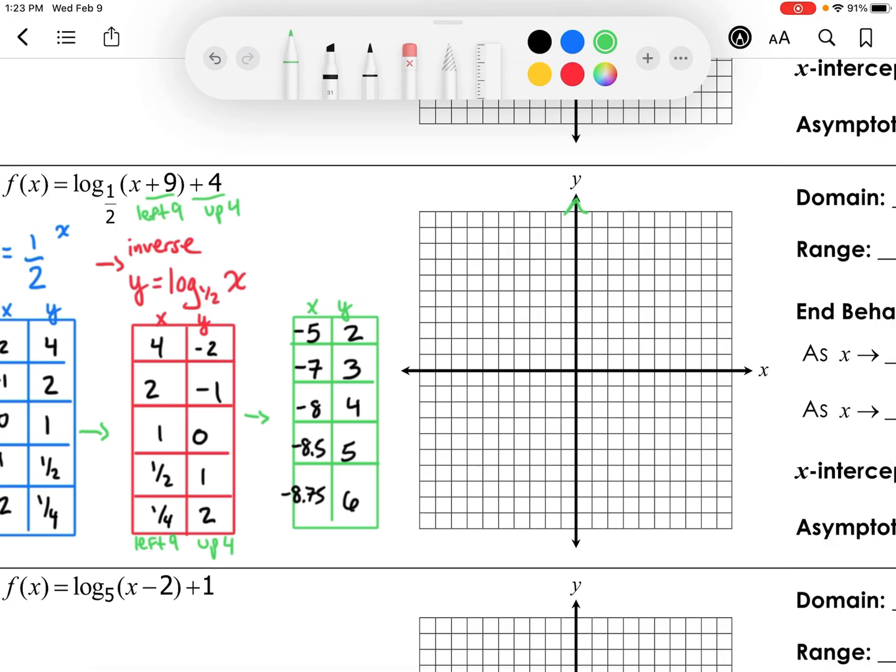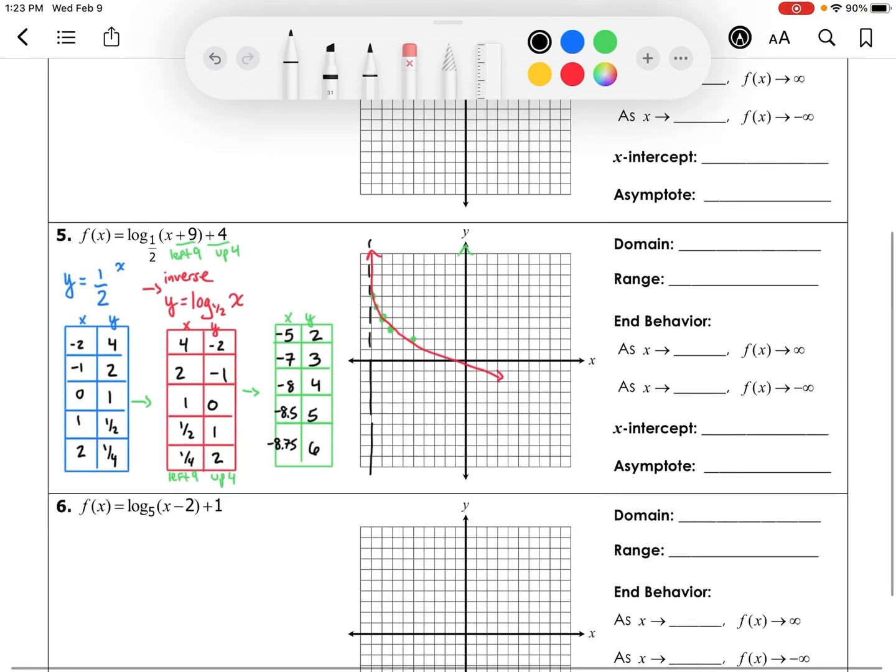Going to our graph now. (-5, 2). (-7, 3). (-8, 4). (-8.5, 5). (-8.75, 6). And it's going to follow that pattern, not crossing the asymptote, which is right here. Filling out our domain: the domain is all the x's above -9, to the right of -9.